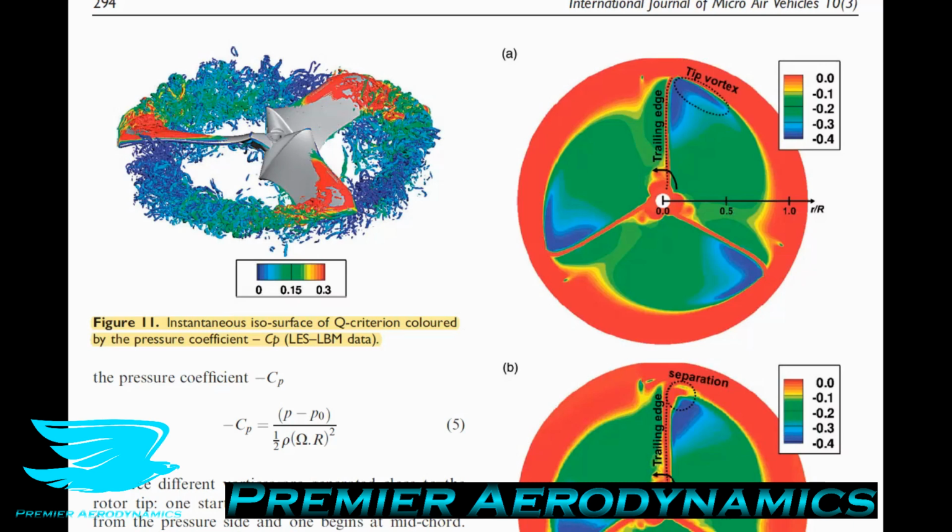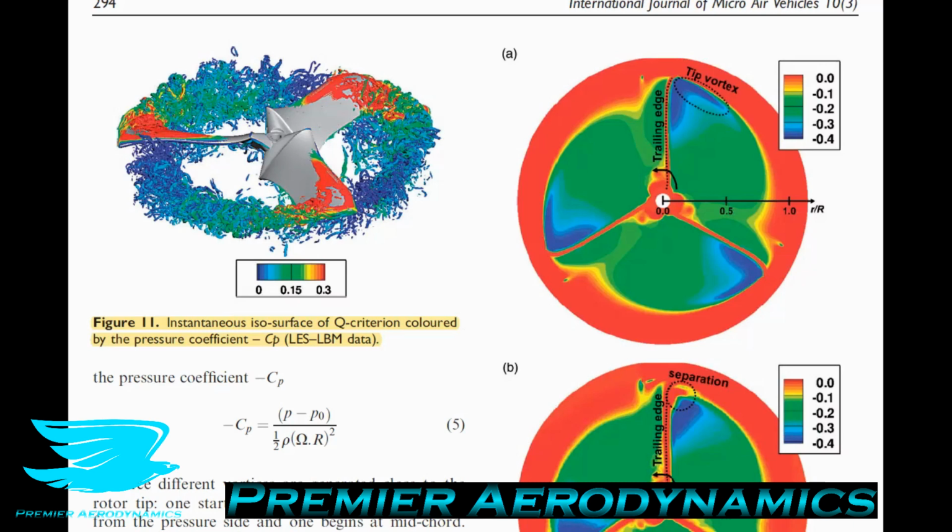And this shows that there is a lot of turbulence coming from the blades, from the wingtips particularly. And they say that 3 different vortices are generated close to the rotor tip. One starts at the leading edge, one comes from the pressure side, and one begins at the midchord.